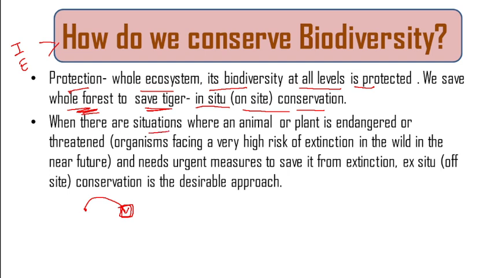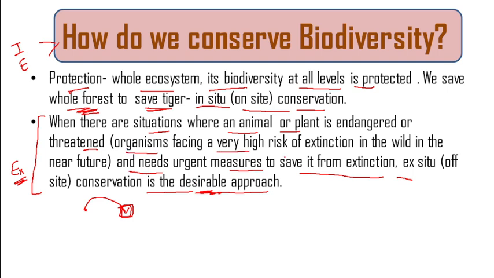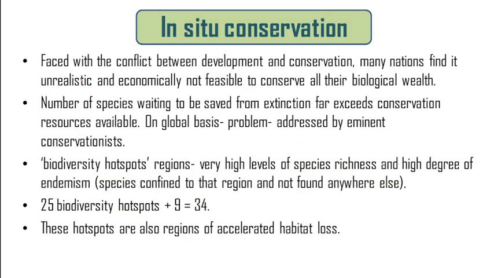When an animal or plant is endangered or threatened and needs urgent measures to save it from extinction, ex situ conservation is the desirable approach. So here they are talking about ex situ conservation. It is the desirable approach when an organism is facing a very high risk of extinction in the wild in the near future. In situ conservation, let's look at it in detail.